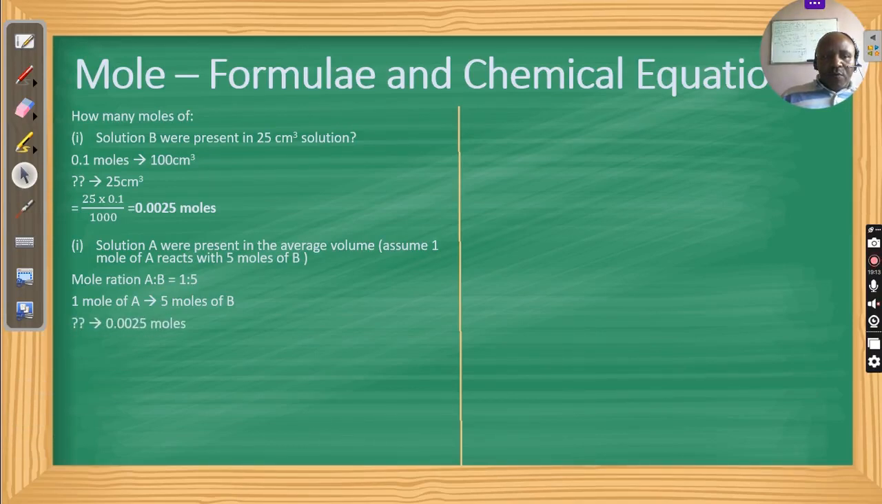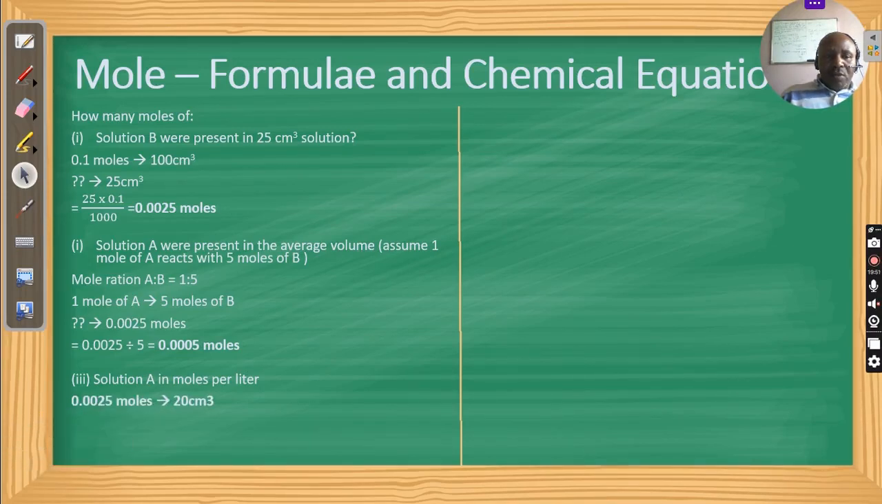The mole ratio is 1:5, so 1 mole of A is 5 moles of B. Where we found that the number of moles of B is 0.0025, then what is the number of moles of A? You do your cross multiplication and you need to divide 0.0025 by 5 and get that the number of moles present in solution A in the average titer is 0.0005 moles.